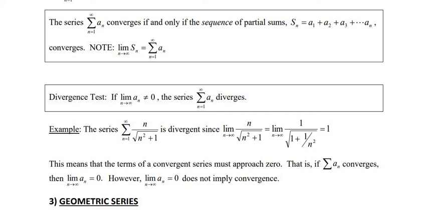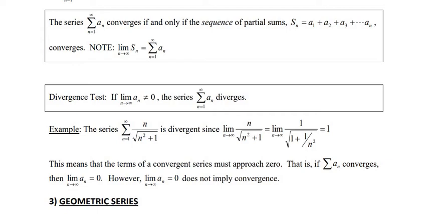Next we have the divergence test for checking whether a series converges or not. This test says, if limit n tends to infinity an is not equal to 0, then the corresponding series sigma n equal to 1 to infinity an diverges.